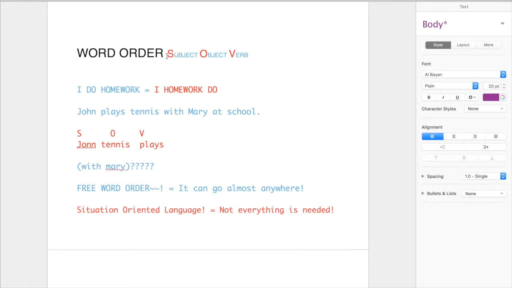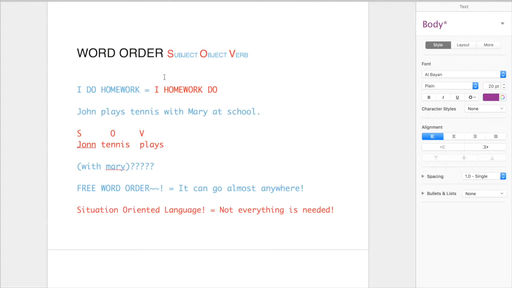Korean is different from English in syntax. Korean has a subject, object, verb language structure. English has a subject, verb, object structure. So when I say I do homework in English, I'm saying the subject, which is I, the verb, which is do, and the object, which is homework. But as you can see here, in Korean, it goes subject, I, object, homework, verb, do. So the verb is always going to be at the end.